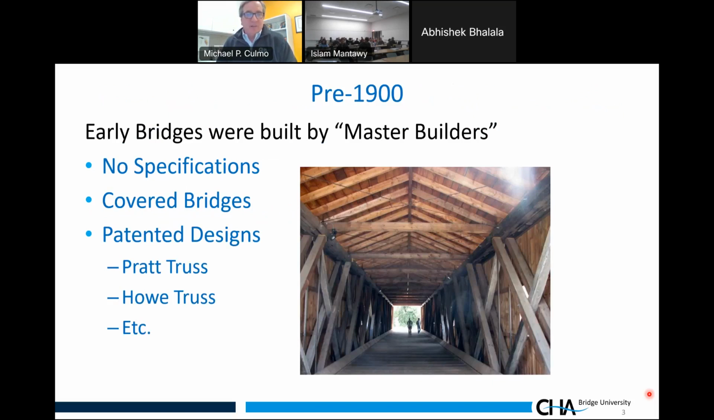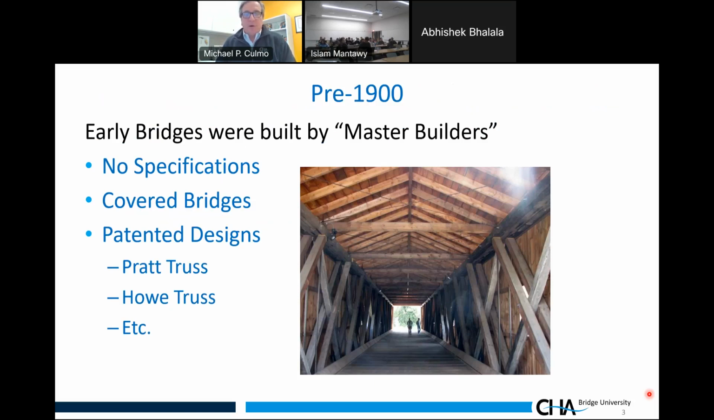In the 1800s, the early bridges were built by what they called master builders. These were people who invented structures, like the Howe truss in the photo. The person who invented the Howe truss was a man named William Howe. He patented his design, so if you wanted to build a Howe truss, you would contact William Howe and he would design you a bridge. But there were no specifications. They were basically built by the seat of the pants. I'm sure some calculations were run, but there was no specification or code to design against.